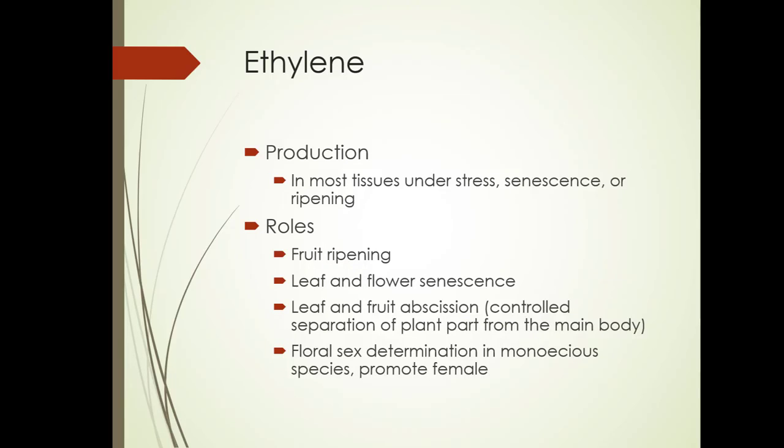Ethylene, in most tissues, is produced under stress, senescence, or ripening. The roles are fruit ripening, leaf and flower senescence, and leaf and fruit abscission, or dropping, which is controlled by the separation of the plant part from the main body. And then floral sex determination in monoecious species: it promotes female flowers.